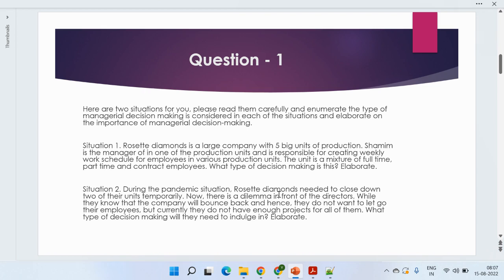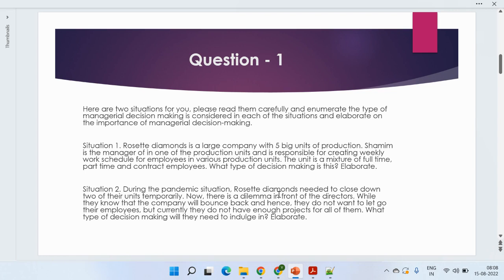Please read them carefully and enumerate the type of managerial decision making considered in each of the situations, and elaborate on the importance of managerial decision making. So the question is about the decision making of the managers, right? Managerial decision making. So we just need to speak all about the managerial decision making. They have given two situations.